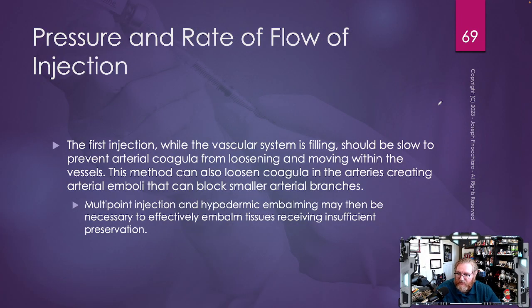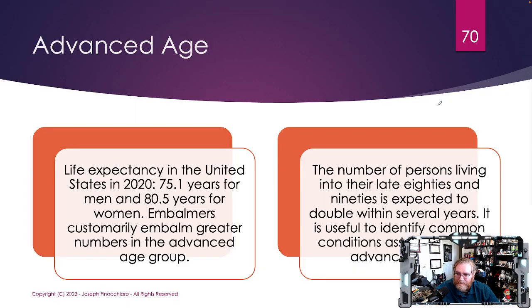The first injection, while the vascular system is filling, should be slow to prevent arterial coagula from loosening and moving within the vessels. This method can also loosen coagula in the arteries, creating arterial emboli that can block smaller arterial branches. Multi-point injection and hypodermic embalming may then be necessary to effectively embalm tissues receiving insufficient preservation. By going slow, you might be saving time at the end of it.